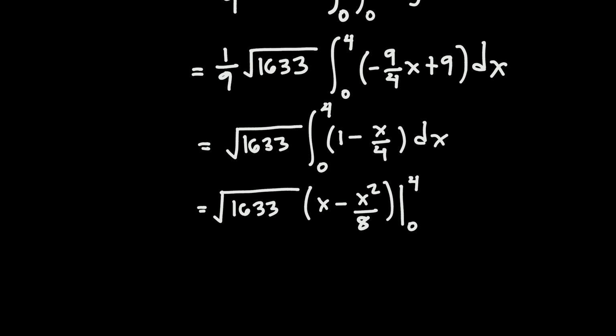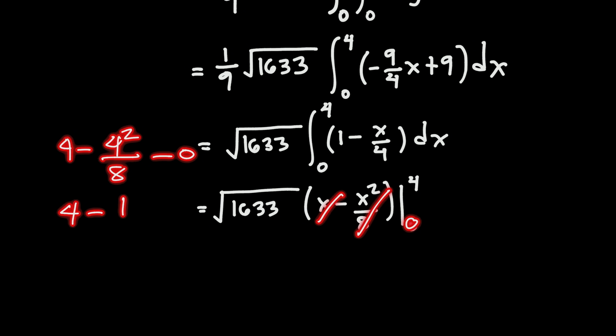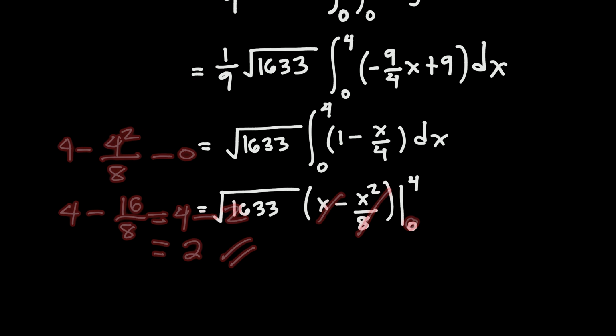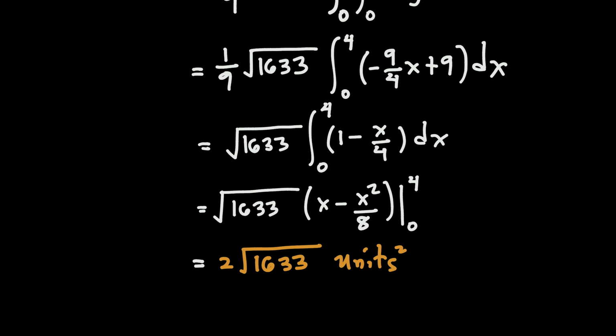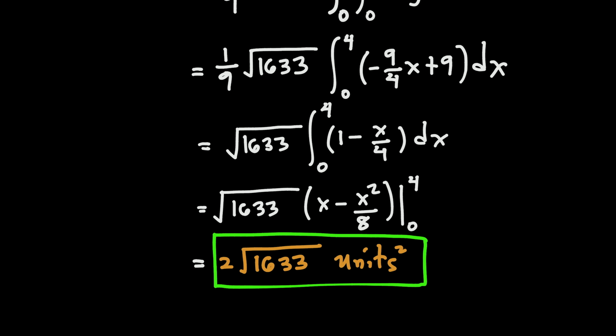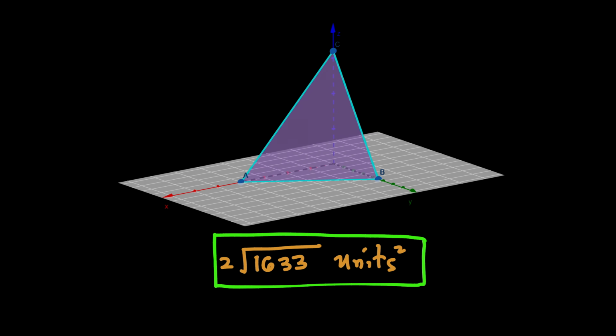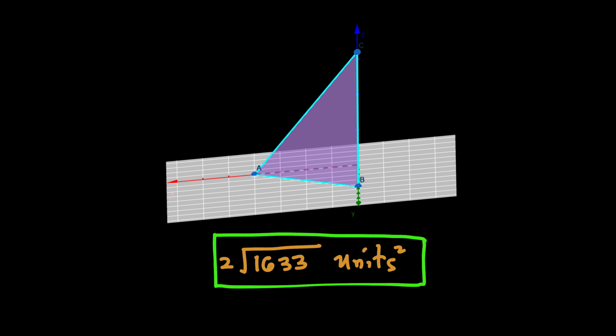So what we obtain for this one is 4 minus 4 squared over 8 minus 0 for these values. And we have 4 minus 16 over 8, which is equal to 4 minus 2, which gives us the value equal to positive 2. And therefore, the final answer is 2 square root of 1,633 square units, the surface area of our triangle.